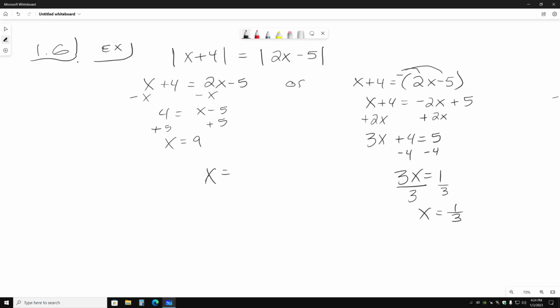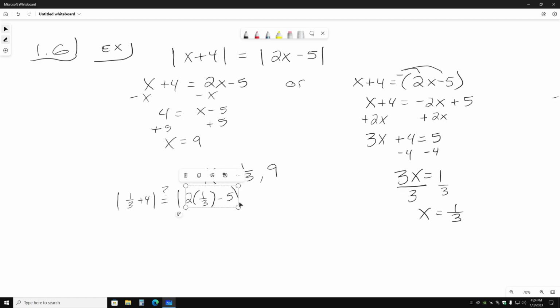So our solutions are x equals 1/3 and 9. And we can do a quick check to make sure these checked out. Plugging 1/3 in, we get the absolute value of 1/3 plus 4. We want to see if that's equal to the absolute value of 2 times 1/3 minus 5.